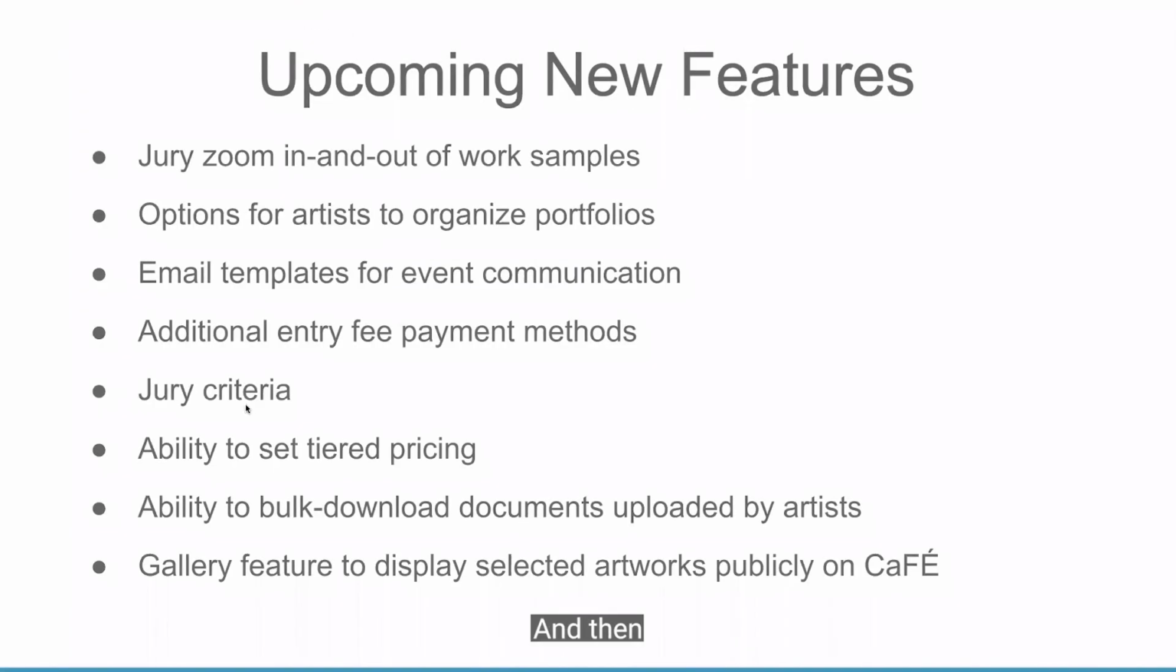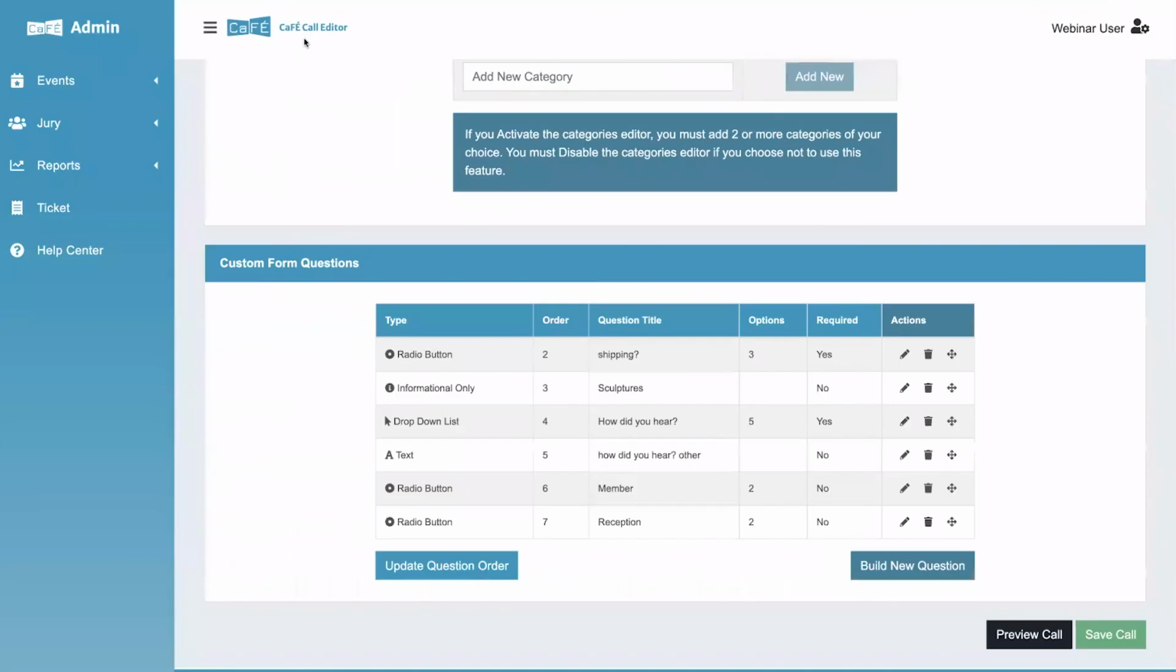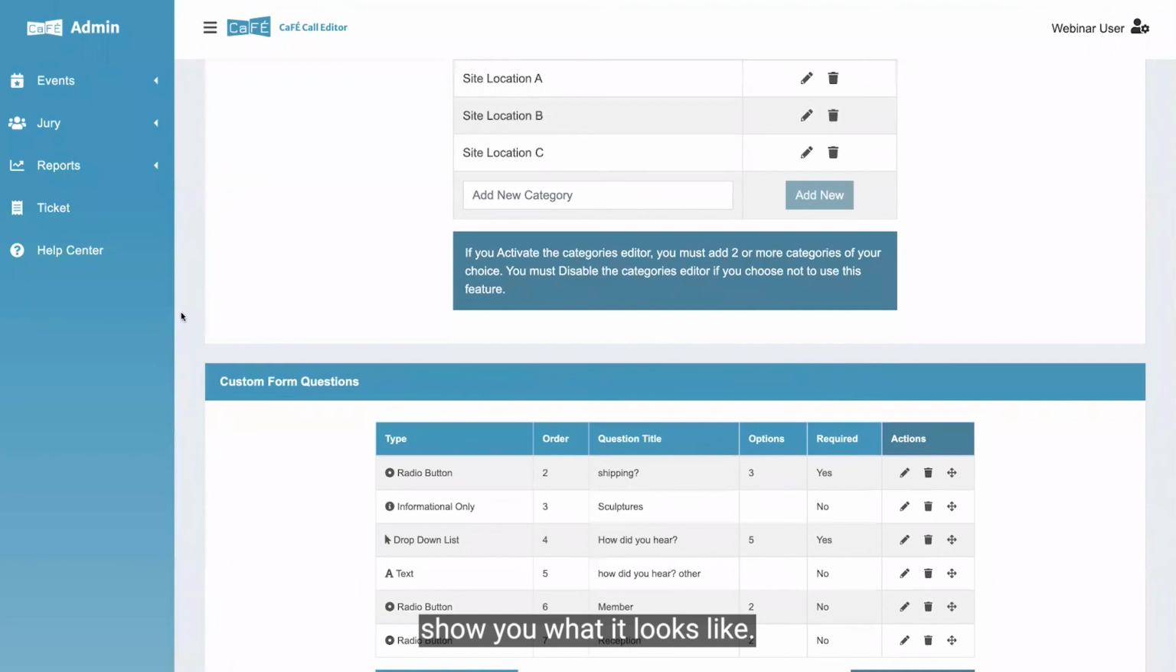And then we have our question about conditional logic. The question is, my show requires an artist statement, but I do receive applications without the statement. How can the system prevent the application from going through until the statement is provided? Yeah, so let's show you what it looks like.